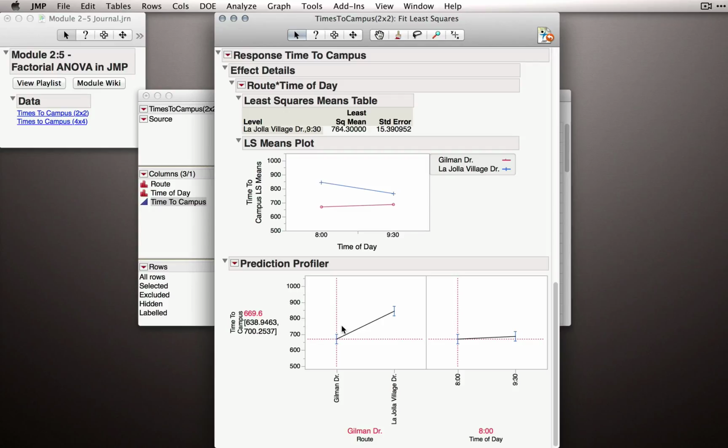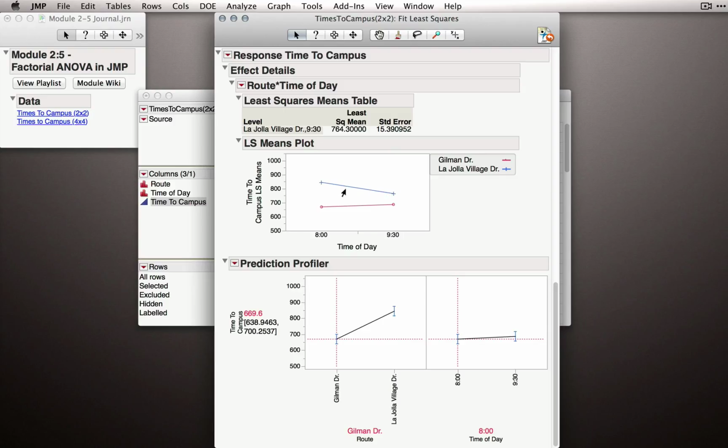Although this is a relatively simple design, and by that I mean we only have two levels of each of our factors, there are still some additional tests we might want to run. Perhaps we're interested in whether, at just Gilman Drive, there's an effect of time of day. That is, do we think that the 8 o'clock mean for Gilman Drive is different from the 9:30 mean? We might also ask the same question for La Jolla Village Drive. Is the 8 o'clock mean different than 9:30 at just La Jolla Village Drive?